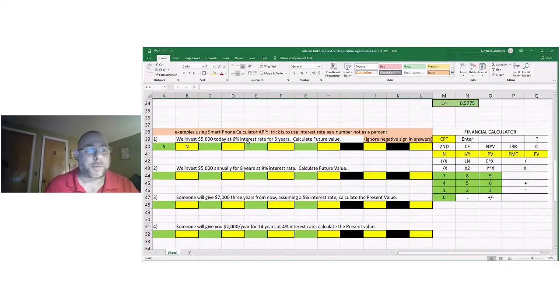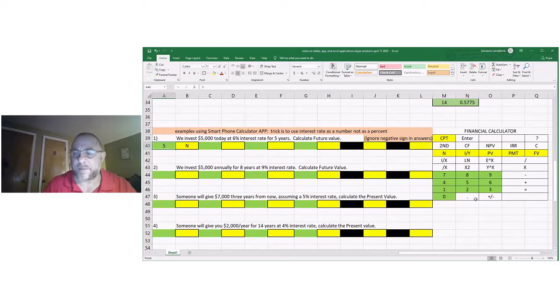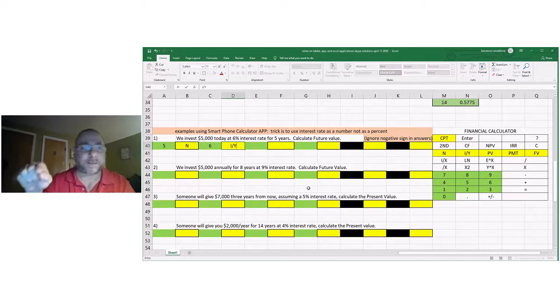Okay. So you're going to put in 5N. Press 5 on your financial calculator and then press N. Then we're going to press the number 6 for interest, and then press the IY button. So literally, you're doing 5N: press 5, press N. Press 6, press IY. Then we're going to type in the number 5,000.